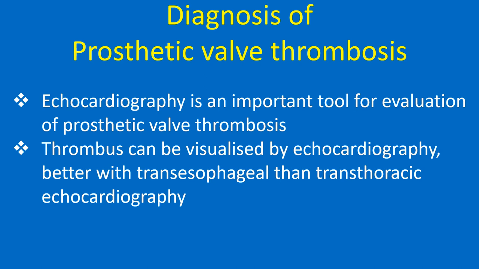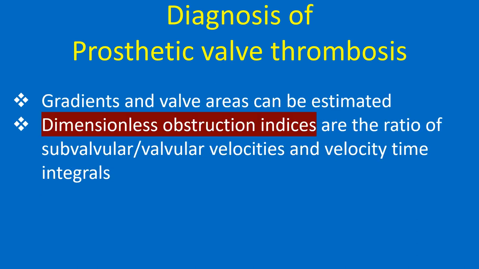Echocardiography is an important tool for evaluation of prosthetic valve thrombosis. Thrombus can be visualized by echocardiography better with transesophageal than transthoracic echocardiography. Gradients and valve areas can be estimated. Dimensionless obstruction indices are the ratio of subvalvular to supravalvular velocities and velocity time integrals.